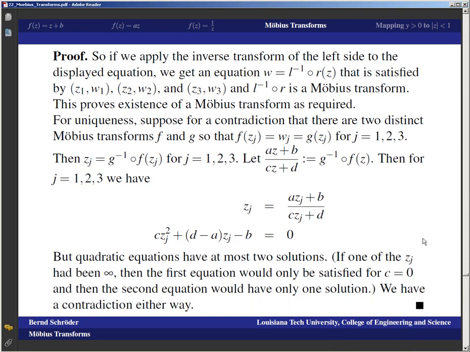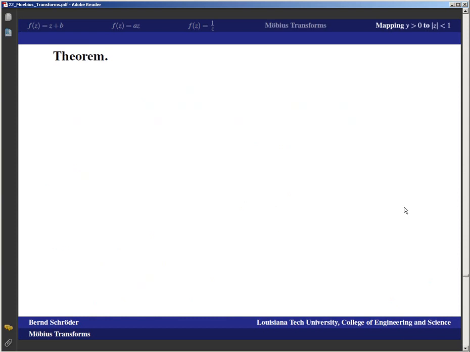So let's pop everything up by one line, and we now realize, therefore, that we have a contradiction either way. Okay, we're almost done. We're going to now look at some examples of Moebius transforms, and that goes under the heading of mapping the upper half plane to the unit circle, which is a good example of a Moebius transform.